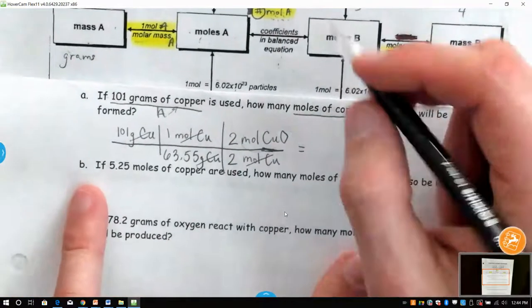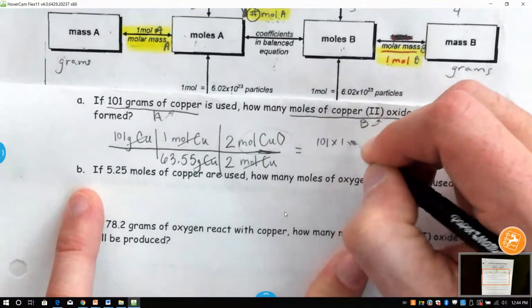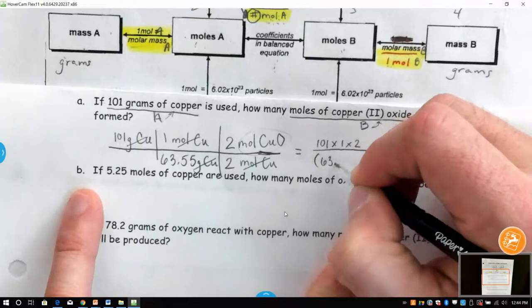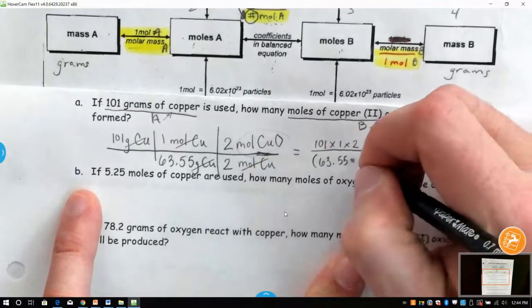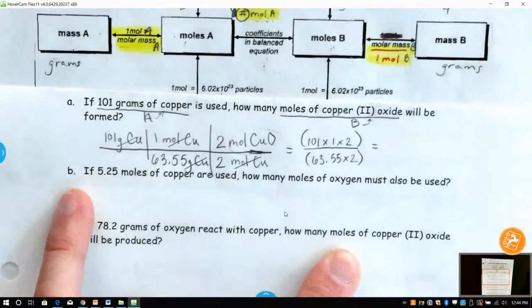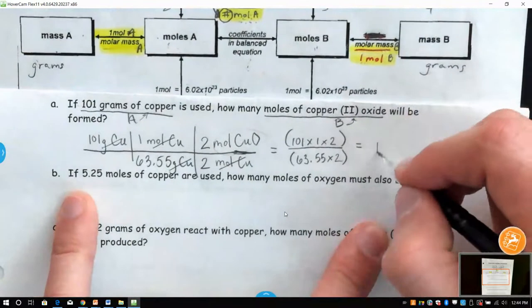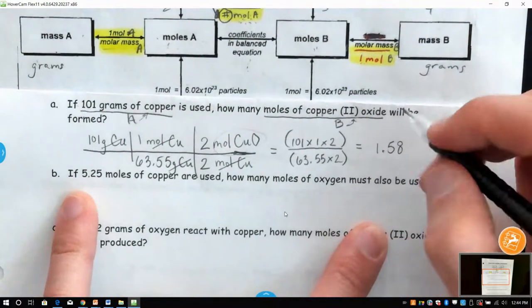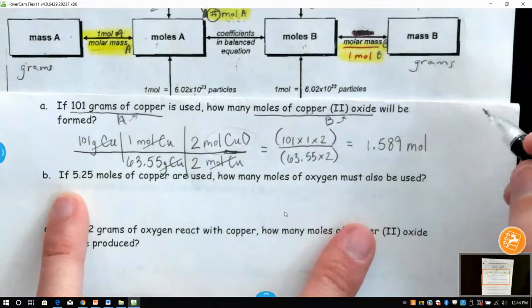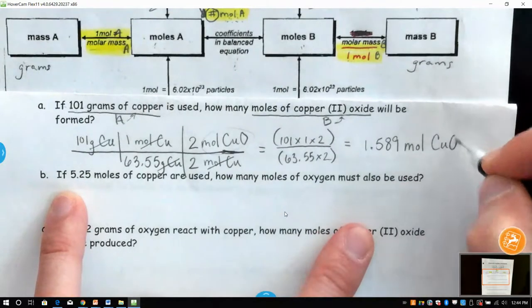So some people like to write it out like this. They wrote it out as 101 times 1 times 2. They threw that into a calculator and then did underneath, divide by 63.55 times 2. You don't have to do that. Okay, visually, this is essentially what would happen. And so when you throw that into a calculator, it's going to kick out an answer of 1.589 and some change. We'll cut it off at 2 to 3 decimals. And moles of what? CuO, copper 2 oxide.